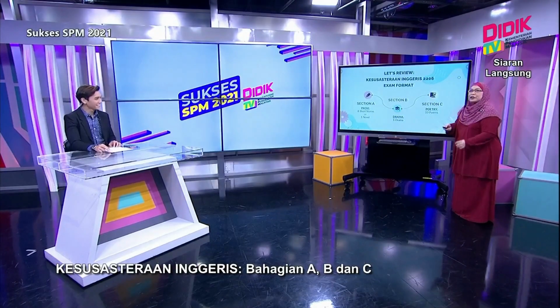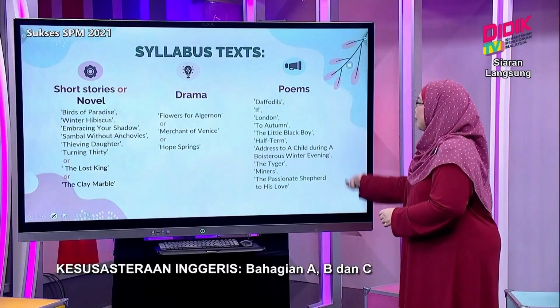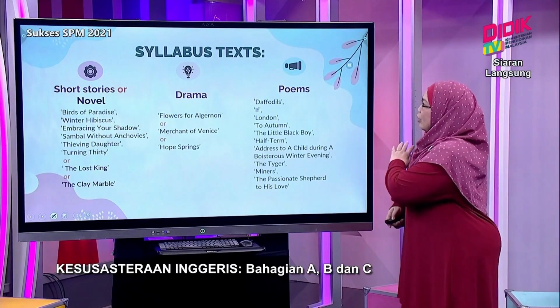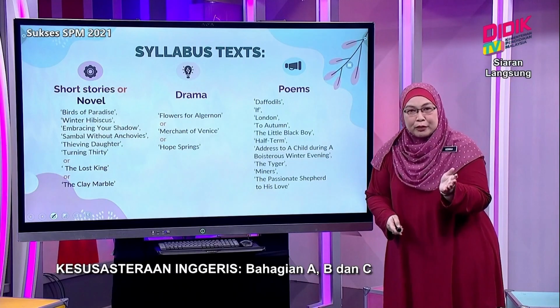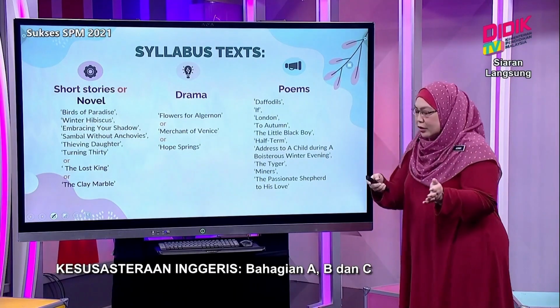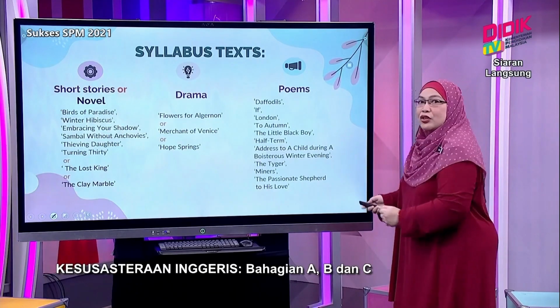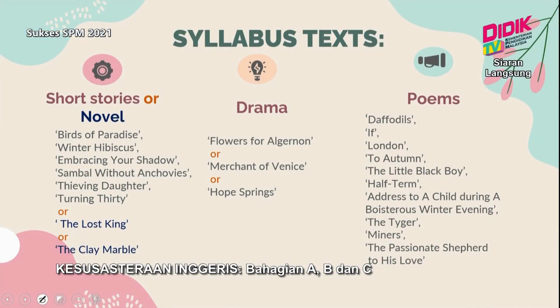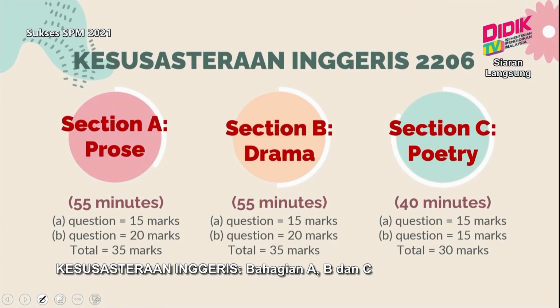Then after that, in section B, you've got 1 drama to answer, and then in poetry, as you can see, these are the 10 titles. So that's a quick overview of what candidates will be preparing for their battle on the 22nd of March. Whether to do the 6 short stories, whether to do The Lost King or The Clay Marble, whether to do Flowers for Algernon, Merchant of Venice, or Hope Springs. I'm sure candidates are going to smile when they see these, because these are all the titles that they have prepared for.